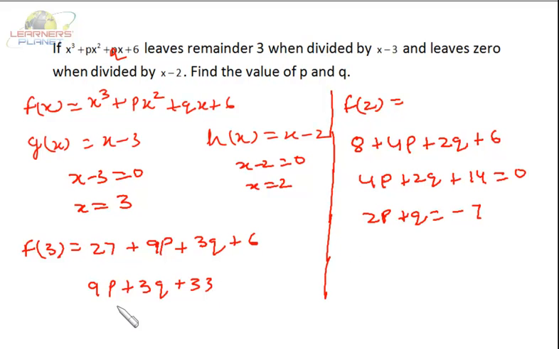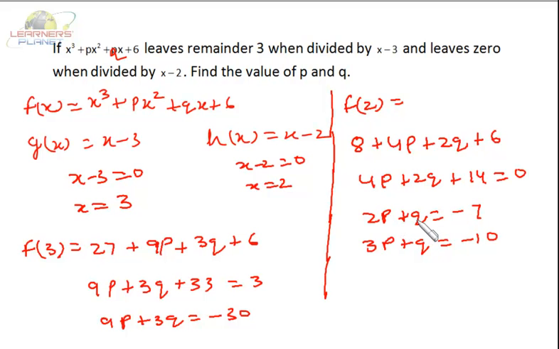In this expression, when f(x) is divided by g(x), the remainder was 3. So this is actually 3. That means 9p plus 3q is minus 30. Or we can divide this expression by 3, so it's 3p plus q is minus 10. Now we have to solve this pair of equations and get the values of p and q both.